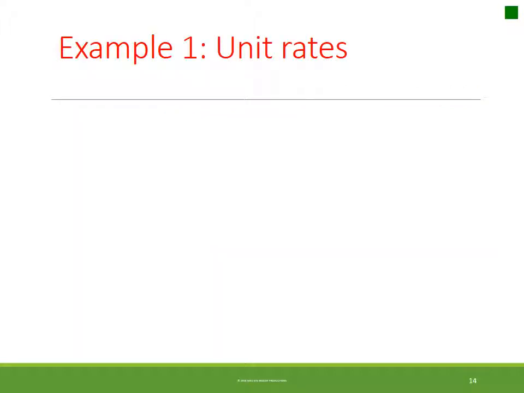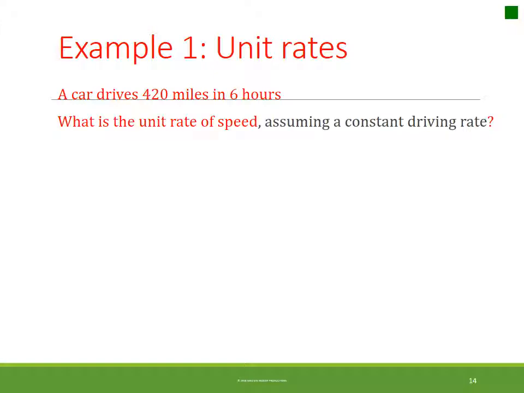Let's do an example of unit rates. So we have a car, and the car drives a total of 420 miles in 6 hours. What is the unit rate of speed? And of course, we're going to assume a constant driving rate. We're going to assume that the person didn't stop to go to the bathroom or have lunch or whatever. So the question is asking us, what is the unit rate of speed if we assume a constant rate?